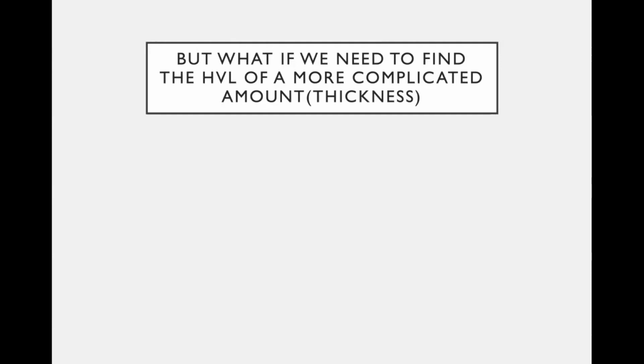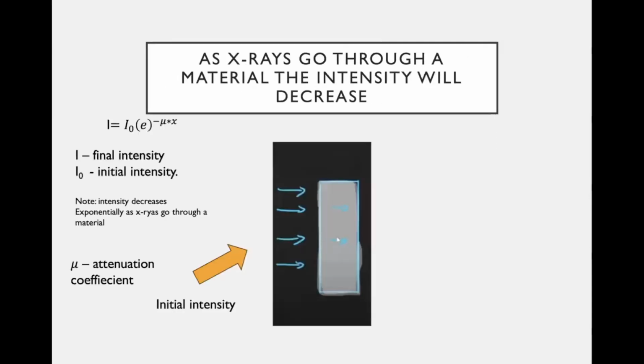But if we need to find out the half-value layer of a more complicated amount of a thickness, then we could use a different formula, which is similar to the activity formula. So as X-rays go through a material, as we said, the intensity is going to decrease. So this formula is very similar looking to the activity formula. The final intensity equals the initial intensity, and then this is the attenuation coefficient, and x is the amount of material.